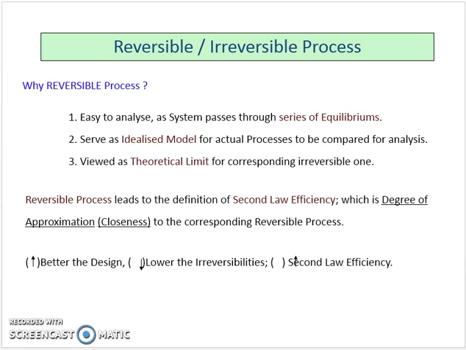Why reversible process? Easy to analyze. A system passes through a series of equilibriums. It serves as an idealized model for actual processes to be compared for analysis, viewed as the theoretical limit for the corresponding irreversible one. Reversible process leads to the definition of second law efficiency, which is the degree of approximation, that is, the closeness to the corresponding reversible process. That is better for the design: the lower the irreversibility, the higher the second law efficiency.